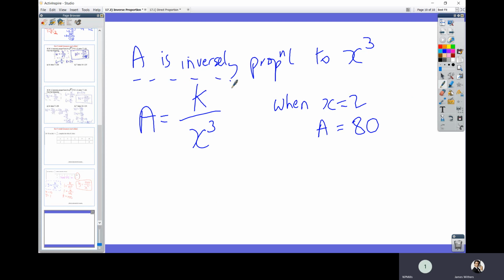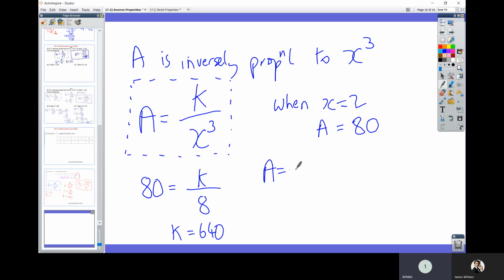So what's the next line of workings? So my next line of workings would be 80 equals K over 8, because 2 cubed is 8. And then 80 times 8 is 640. Good. So K equals 640. So the final thing would be A equals 640 over X cubed. Good. And then you just go and use that.